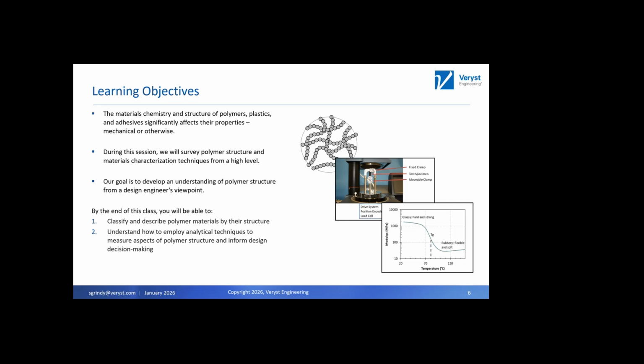But I'm hoping that by the end of the class, you'll be able to classify and describe polymer materials by their structure, and have some understanding of how we can use analytical techniques to measure those aspects of polymer structure, and even beyond that, understand how those different aspects of polymer structure inform the design decisions that you need to make as you're going through your product design life cycle and process.